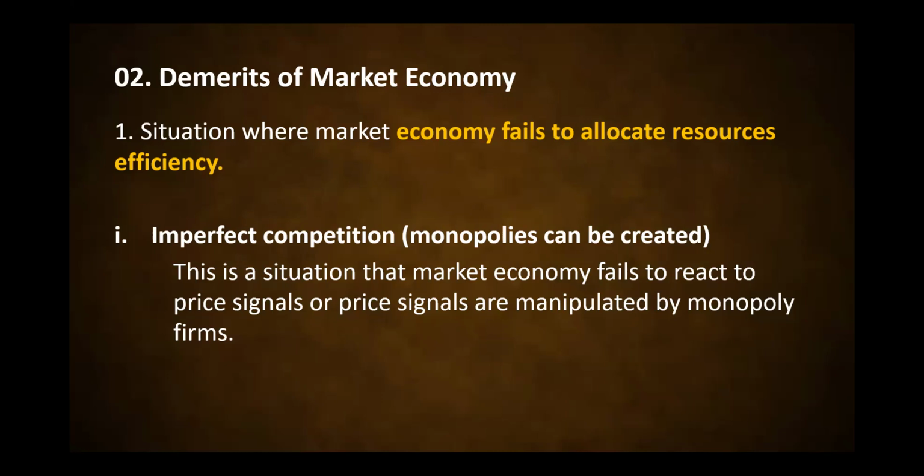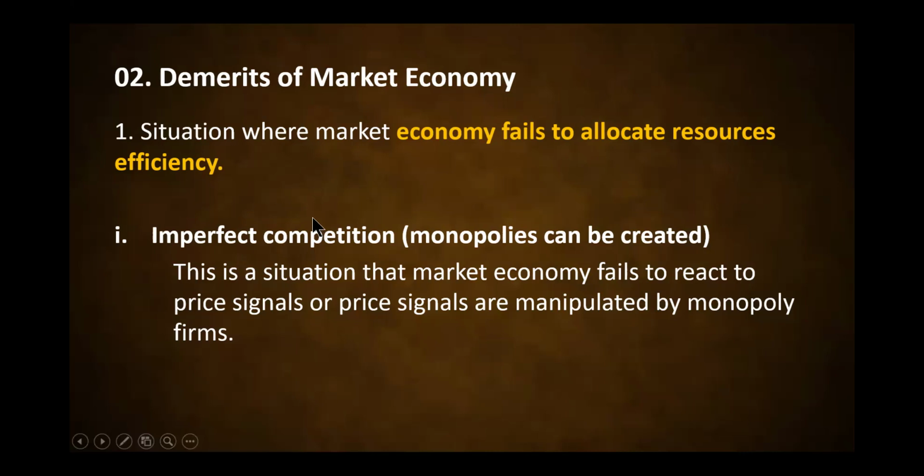This is a situation where the market economy fails to react to price signals, or price signals are manipulated by monopoly firms. That is imperfect competition. That is also one situation that we didn't discuss under this scenario. But anyhow, we can identify imperfect competition is there.